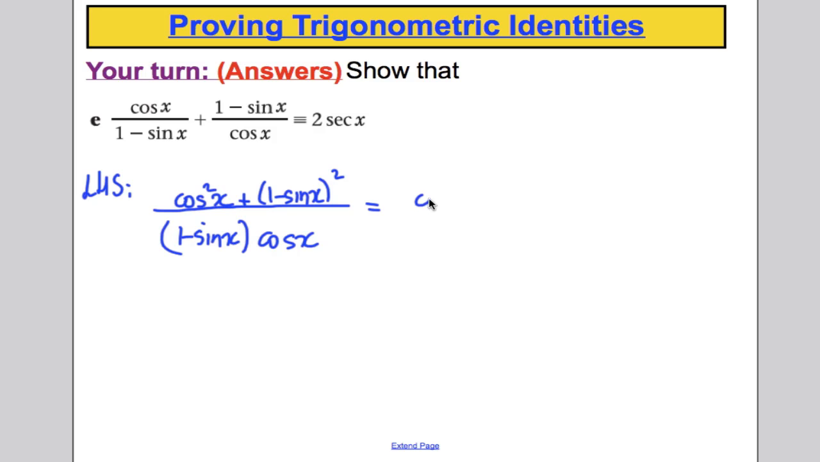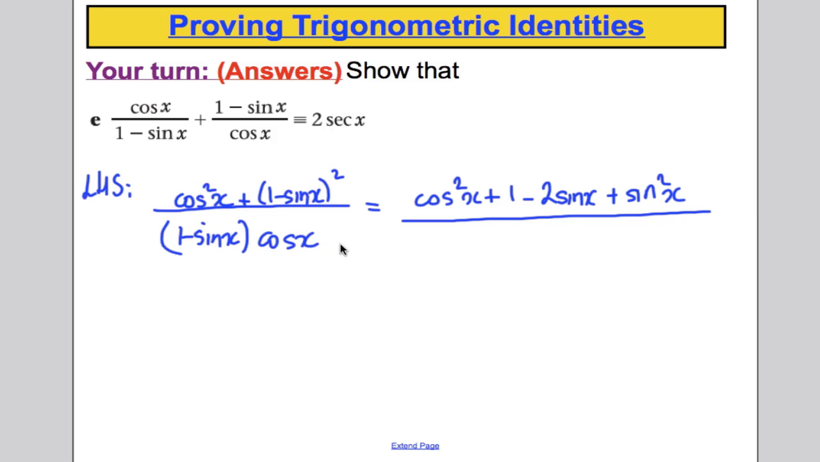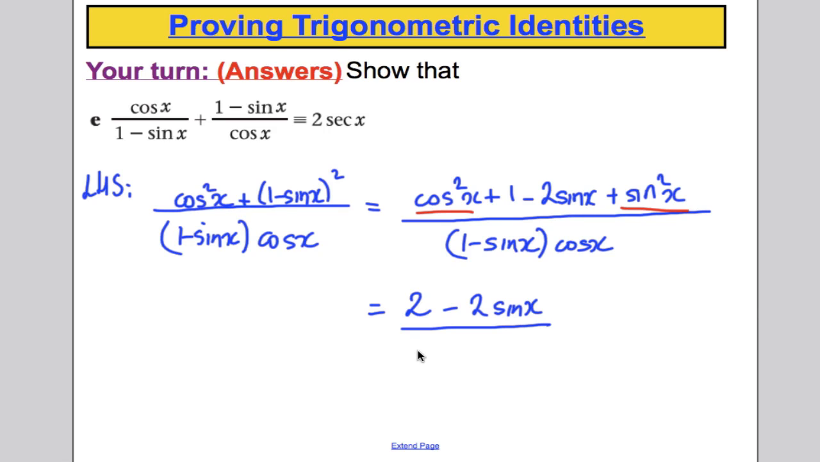Let's expand out the top. You have your cos squared x. 1 minus sine x squared is 1 minus 2 sine x plus sine squared x. And that's all over 1 minus sine x cos x. Okay, let's see if we can do anything to make our life a bit easier. This cos squared plus this sine squared is 1, and you've already got a 1. So we therefore must have on the top 2, that 1 plus that 1 is 2, minus 2 sine x over 1 minus sine x cos x.